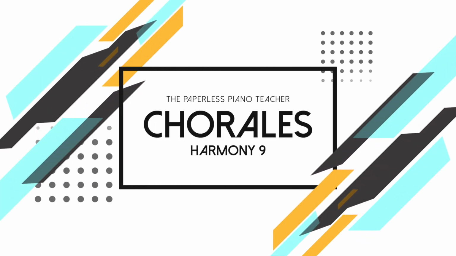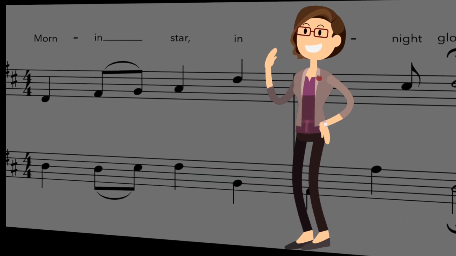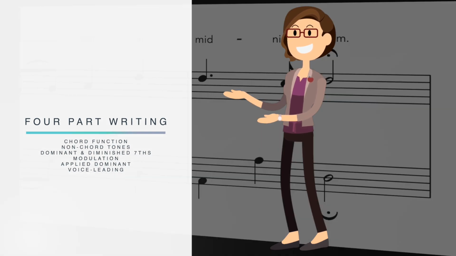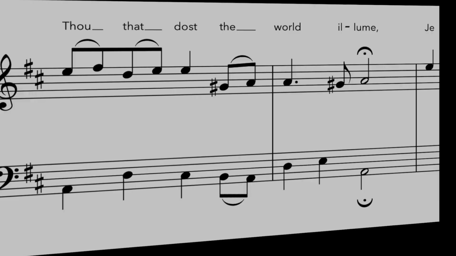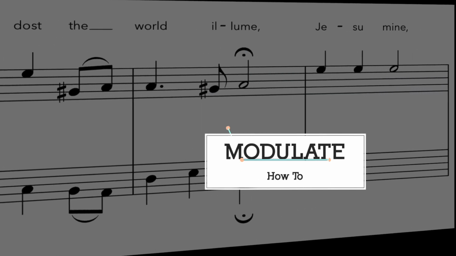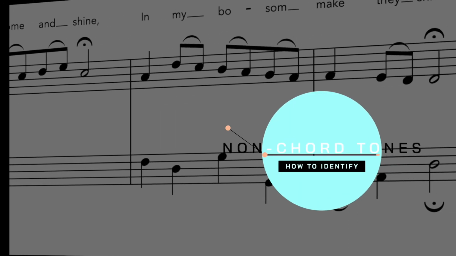Hey Harmony 9 students, today's video is all about the chorale. This question is usually worth about 30% of your overall grade and involves almost all of the skills you've learned in your Celebrate Theory Harmony 9 books. In this video, I'm going to walk through how to complete the question, why I choose certain chords, how to determine if a piece modulates, how to identify if notes are non-chord tones, and how to manage your time.